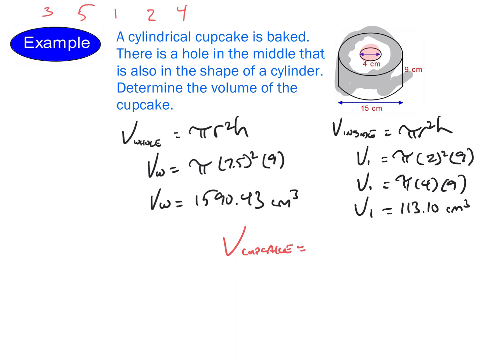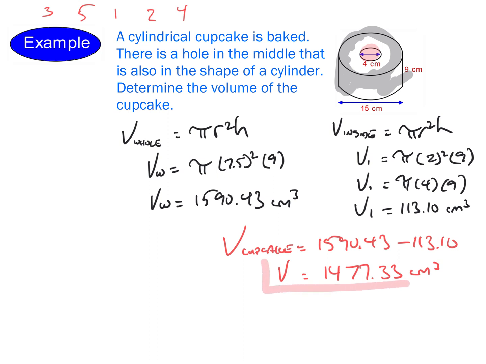So now that we found the volume of the inside, we can find the volume of the cupcake by just subtracting these volumes. So 1,590.43 minus 113.10. And that's going to be 1477.33 centimeters cubed. That is the volume of the cupcake.